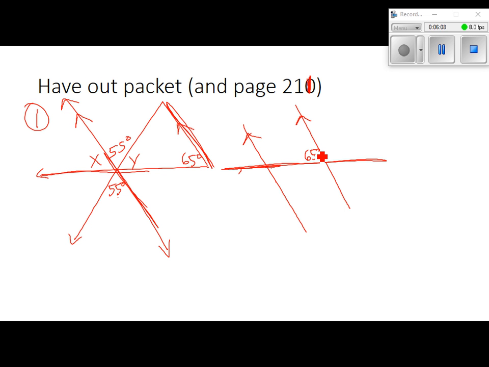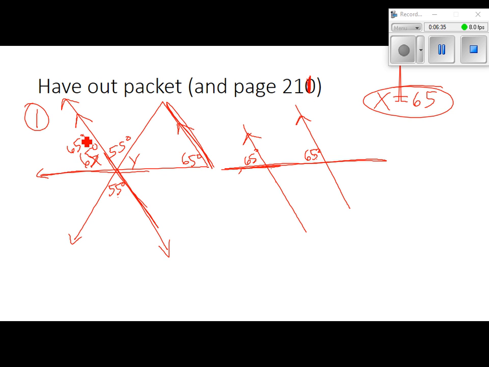So look at this picture now. If this angle's 65, what can you tell me about this angle out here? 65. What's that match up to over there in our other picture? X. So what do we know about X right now? 65. So X equals 65. Ignore that mark going up through there. So we know this is 65 degrees.